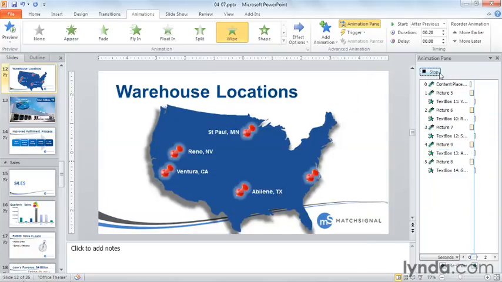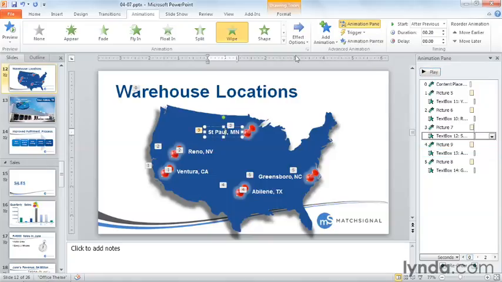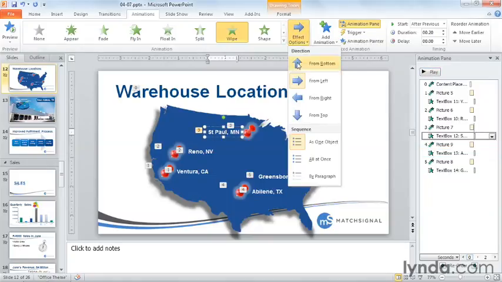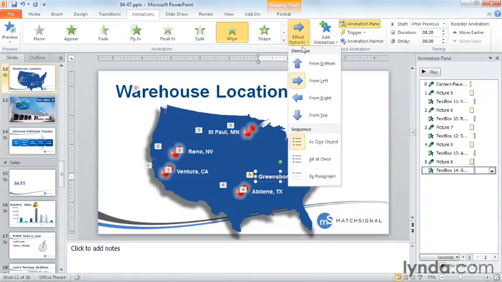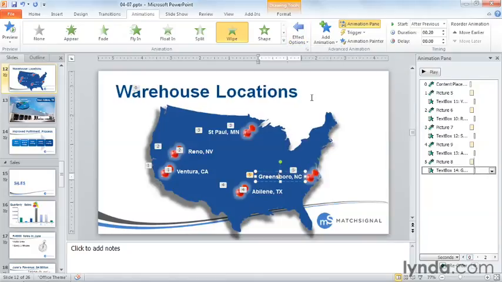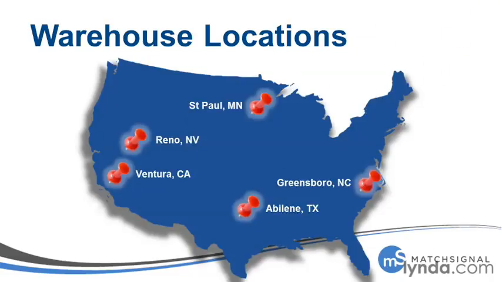That's not bad, but I'd like the text for St. Paul and Greensboro to go the other direction as it appears. I'll select St. Paul, pull down Effect Options, and have it appear from the right. We'll do the same with Greensboro. Let's press Shift F5 and see how this turned out. Remember, as I click, the next city should appear. Perfect. So there's our animation basics. Let's keep going by taking things a step further, animating our chart in a unique way, and making our trivia template a bit more exciting.